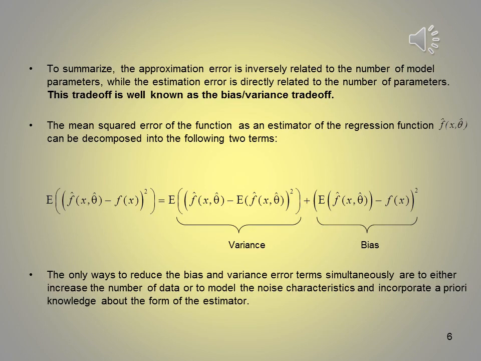To summarize, the approximation error is inversely related to the number of model parameters, while the estimation error is directly related to the number of parameters. This trade-off is the well-known bias-variance trade-off. The only ways to reduce bias and variance error terms simultaneously are to either increase the number of data or to model the noise characteristics and incorporate a priori knowledge about the form of the estimator.